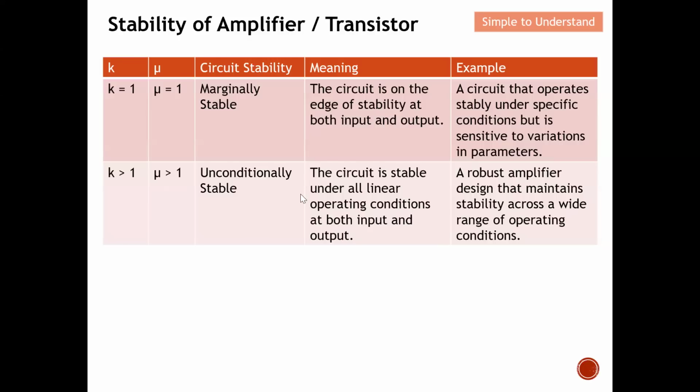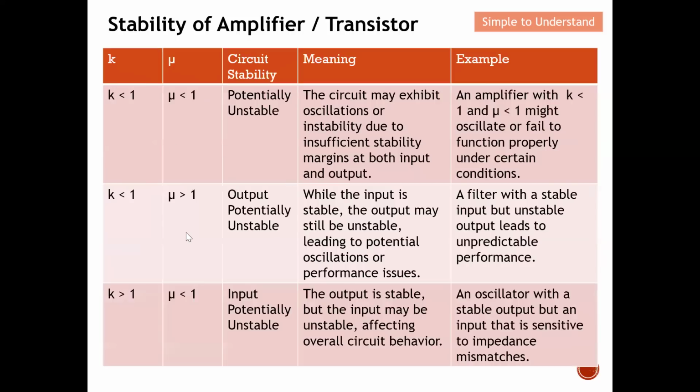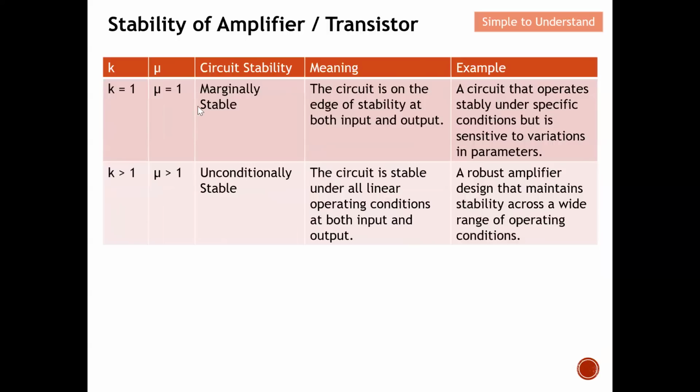So these are the five conditions. The first three are potentially unstable. This one is for both the input and output. This is where the output will be unstable. This is where the input will be unstable. As for the stable network, this is what we call marginal, because they are just equal to 1, and this can be very risky. This is the condition that we want to obtain, where unconditionally it will remain stable, and we can stop the oscillation.